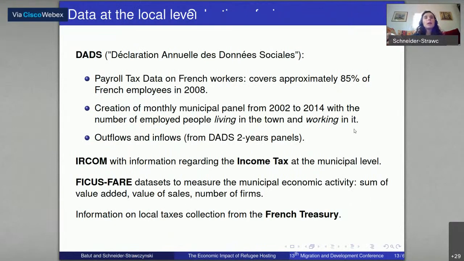So for the data on the population, we use payroll tax data to create a monthly municipal panel with the number of employed people living in the town and working in the town. And we complement this population data with income tax data to have information on the number of households in the municipality. We also have economic data to measure the municipal economic activity with the sum of value added, the value of sales, the number of firms, and information on local taxes collection from the French territory.